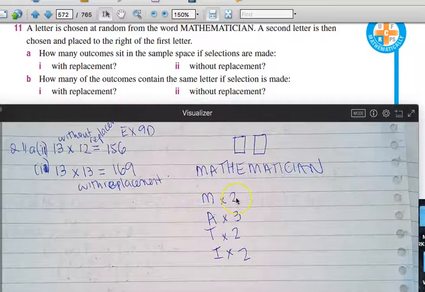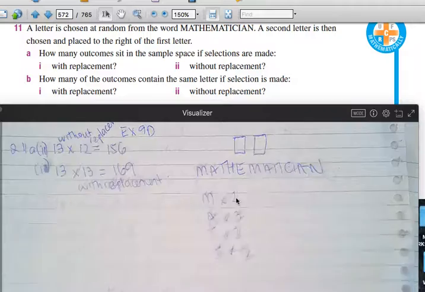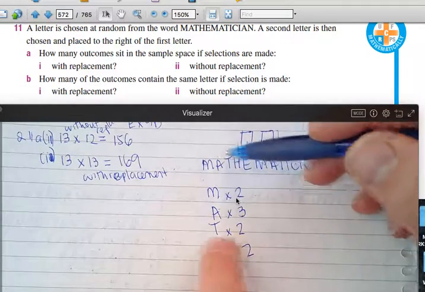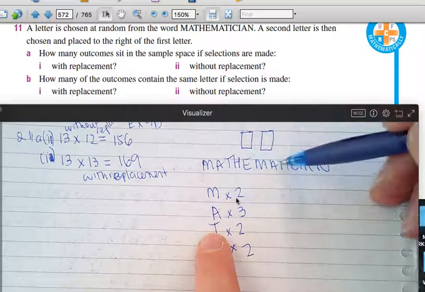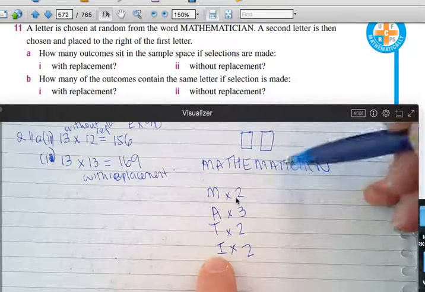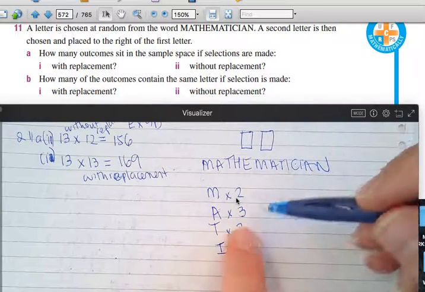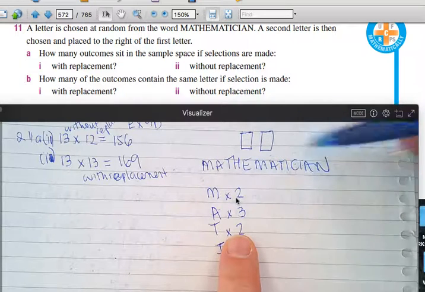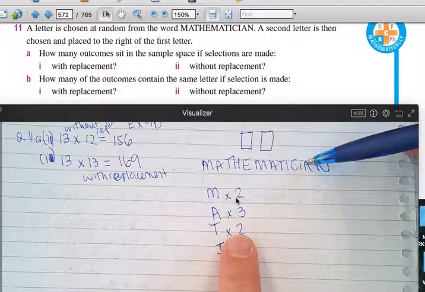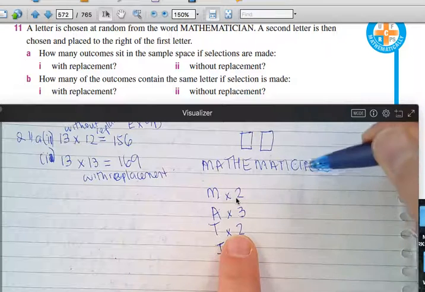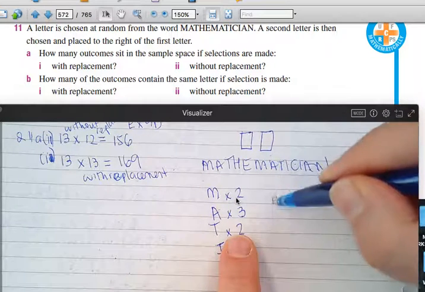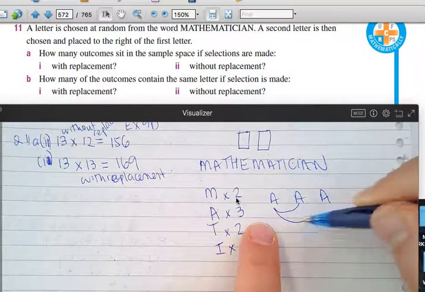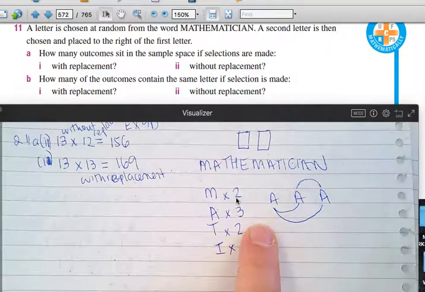How many outcomes contain the same letter? So you could have an M and an M. What else? A T and a T, an I and an I. But there are 3 A's. Couldn't you have this A with that one? Or this A with that one? Does this make sense? Or this A. So I could have, look, A. I could have that one with this, that one with this, or this one with that.